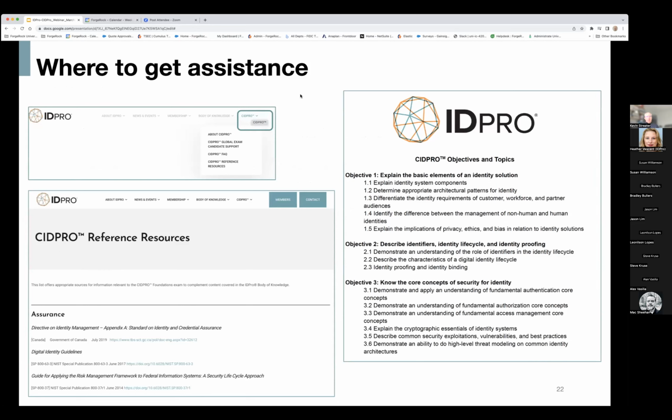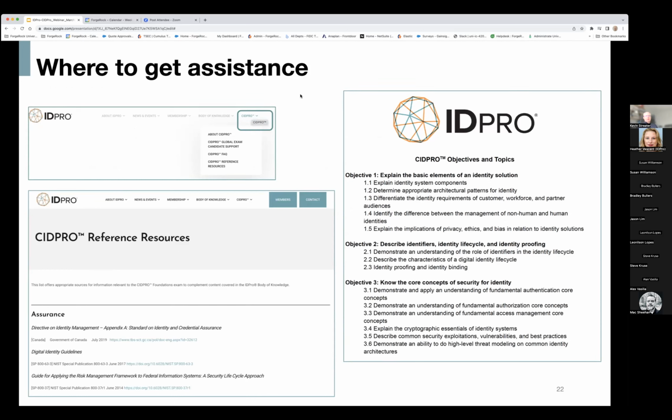So where can you go for assistance? On the IDPro website, there's this box in the top right corner that's on the left-hand side of the slide that says CIDPRO. If you go to that, you'll find a number of items here. The first one tells you about the exam.